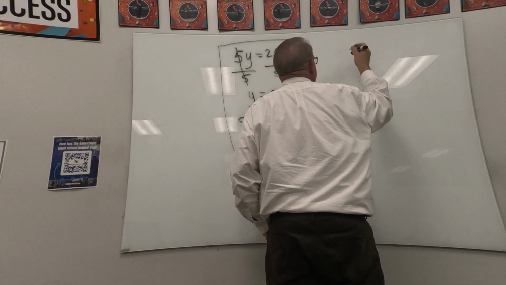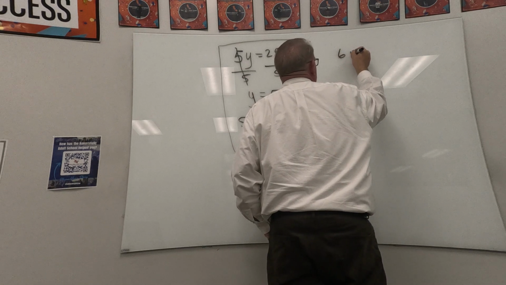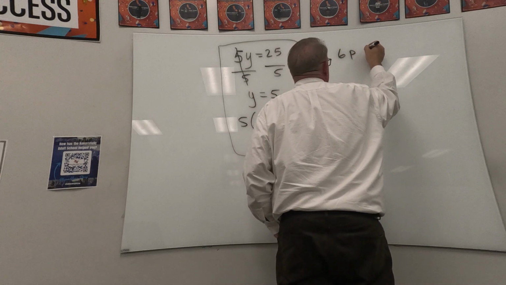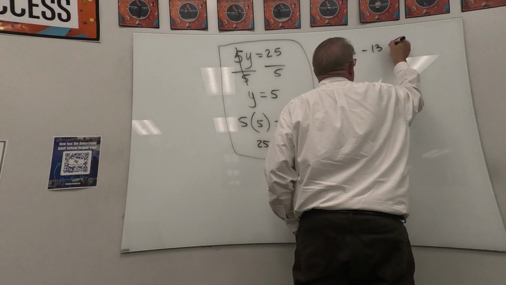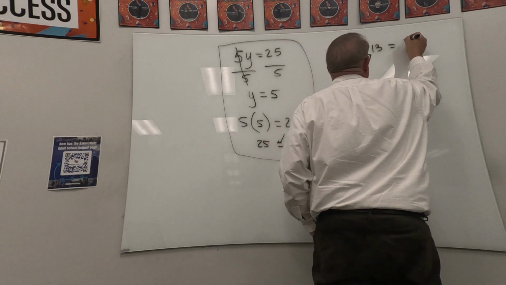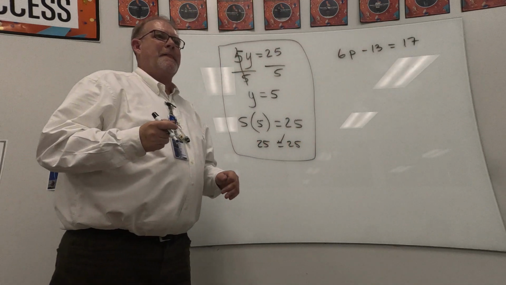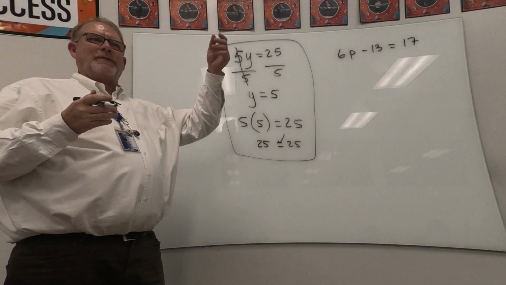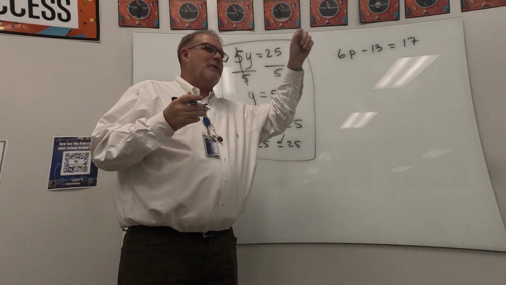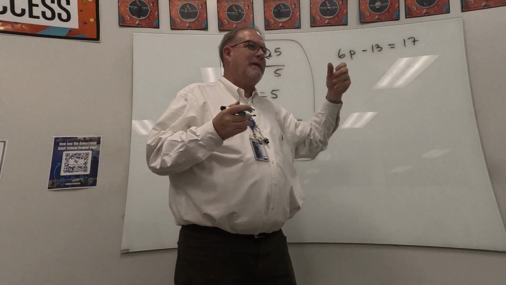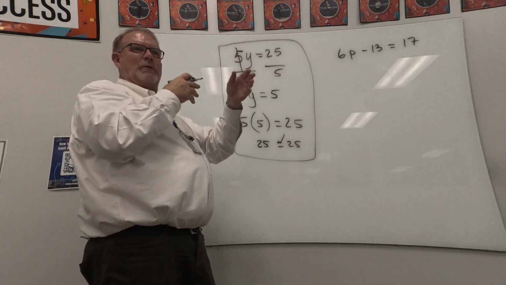Let's just make one up. How about 6p minus 13 equals 17. Let's just try that. All right. Now remember how I said in order of operations we always have to do parentheses, exponents, the multiplication, division, then adding, subtraction, right? When we're solving an equation, we're going in the backwards order.